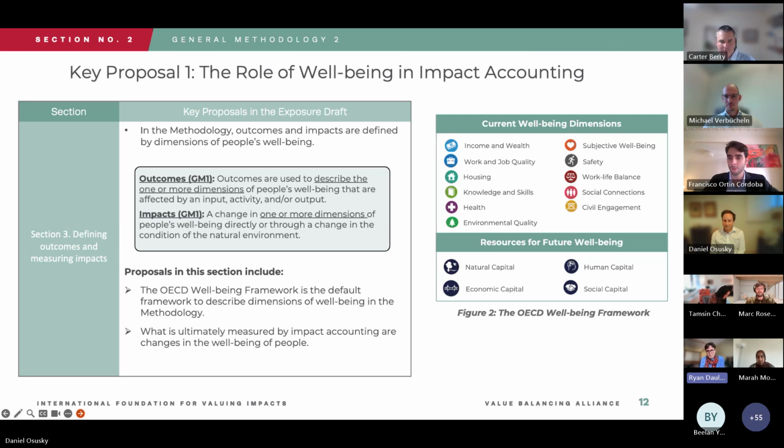The OECD well-being framework was selected for a number of reasons, and the technical staff put a lot of research into framing exactly how to apply the framework. But an important one is, as you can see, there are connections established to the impact management ecosystem, specifically connections to capitals. So you can see different types of capitals are resources for future well-being. We can go to the next proposal.